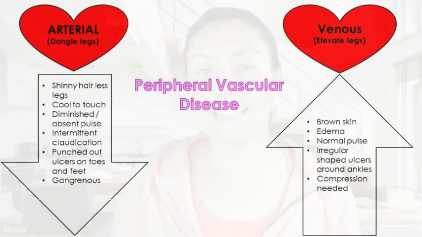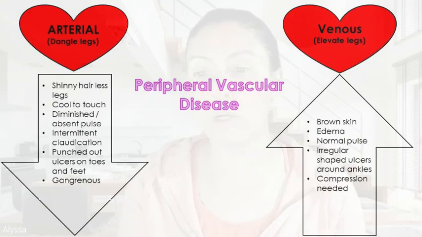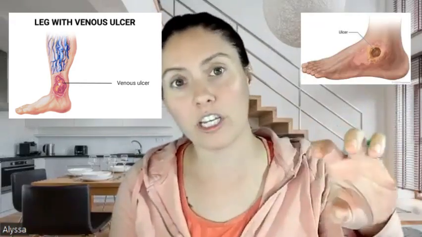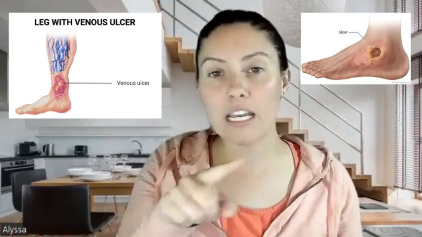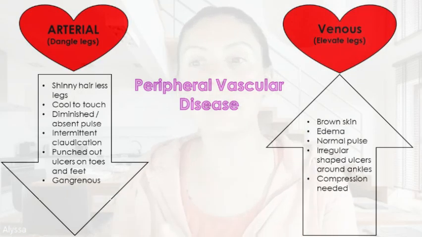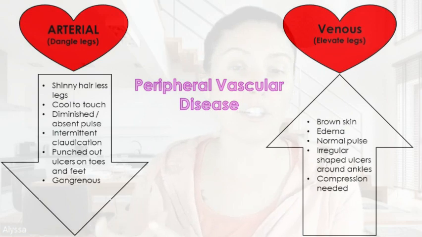So what will we see with this? Brown skin, edema, so they'll get these big legs, okay? The fluid is just sitting in the legs. When the fluid sits there, it can cause ulcers. They should have a normal pulse, but they will have these irregular shaped ulcers, okay? So arterial, you have these punched out looking ulcers. With the venous, you will have these very irregular shaped ulcers. Compressions are needed with venous insufficiency.